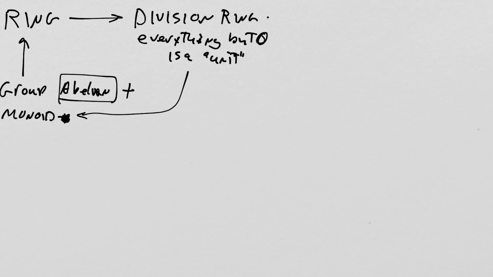And the field is just one more step. A field is the next algebraic structure, and all that says is that the monoid multiplication is commutative.